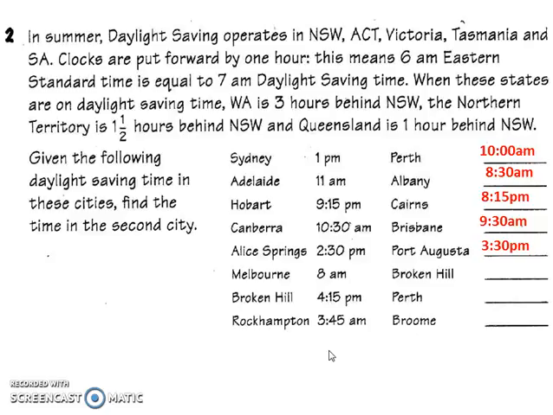Melbourne is 8 a.m. Now, Broken Hill is in the Adelaide time, so it's going to be half an hour behind because that's also in the daylight saving times. Broken Hill, remember, is in that Central Standard Time, but the daylight saving variation of it, and Perth. So there's usually an hour and a half difference, but now it becomes 2.5 hours. Rockhampton, up in Queensland, is still in Eastern Standard Time. Broome is still in Western Standard Time, so there's just the 2 hours difference.